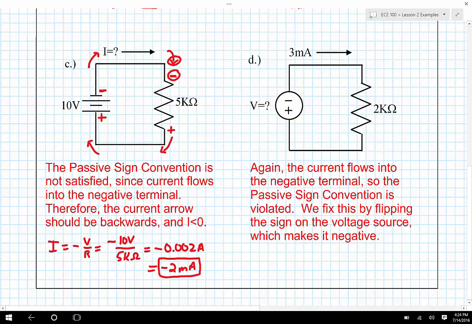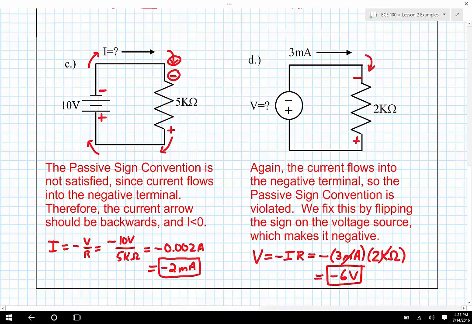Looking at part D, again, the voltage is put in backwards, but it's also unknown. So I can have the positive terminal here, I can have the negative terminal here on the resistor, and clearly the current is flowing into the negative terminal. Passive sign convention is not being satisfied, and so therefore I'm going to have a negative voltage. So when I calculate V, it's going to be equal to negative I times R, which is negative, in this case, 3 milliamps, times 2 kiloohms. I love when the milli prefix and the kilo prefix cancel each other out, and that therefore leaves us with negative 6 volts.